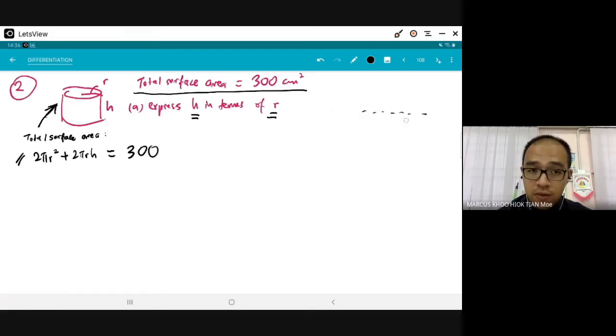Can you try this first, please? This is a basic math skill. Everybody needs to know this. Change this equation so that h is on one side and the rest of it is on the other side. Do it now.